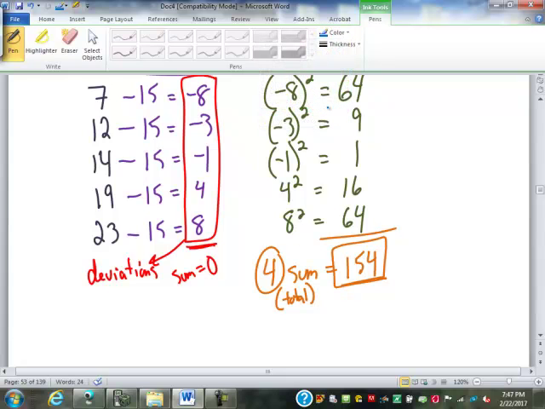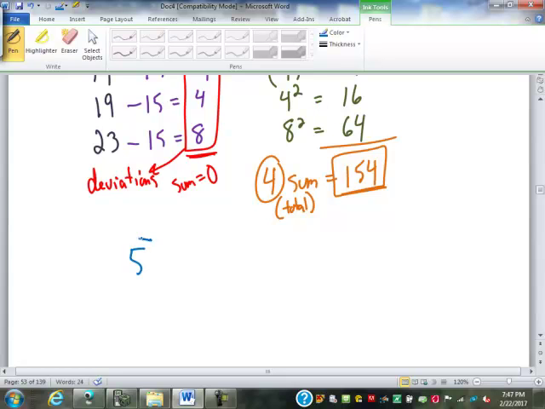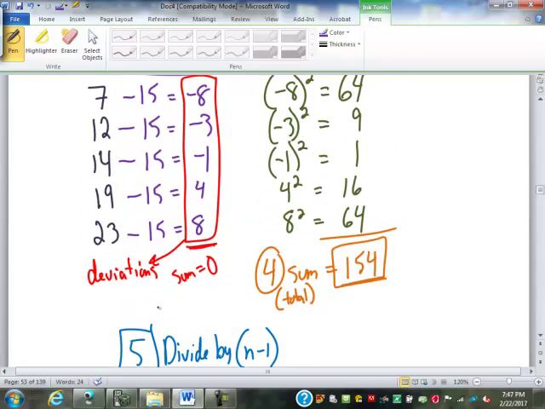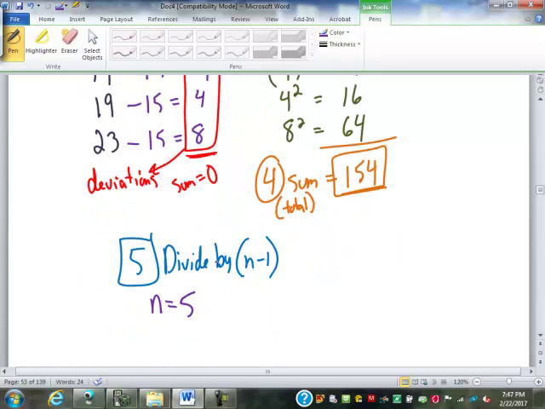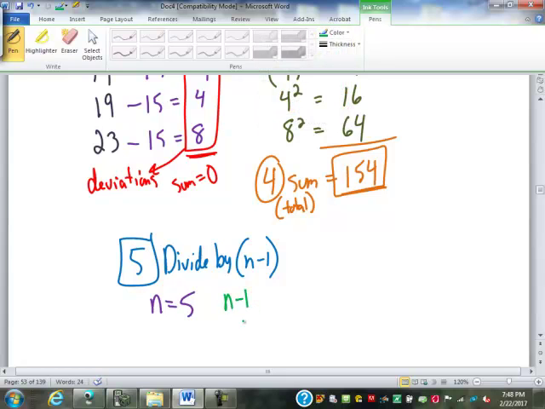Bless you. Step 5 is the tricky one. Step 5 is to divide by n minus 1. Now remember, for this data set, we said n equals how much? How many numbers are in this list? 5. So n equals 5. So therefore, n minus 1 is 5 minus 1. That equals 4. So we are going to divide this by 4.